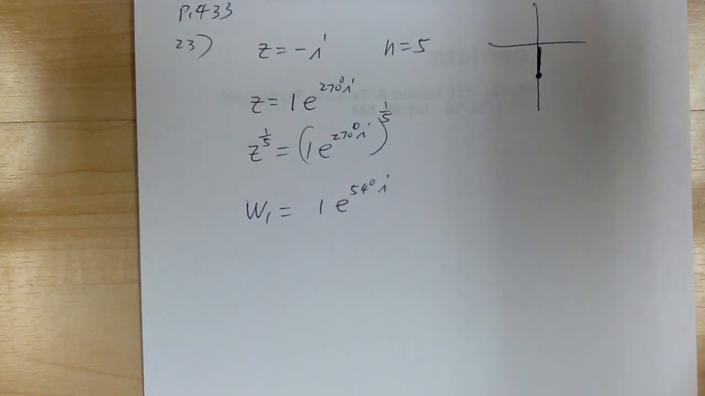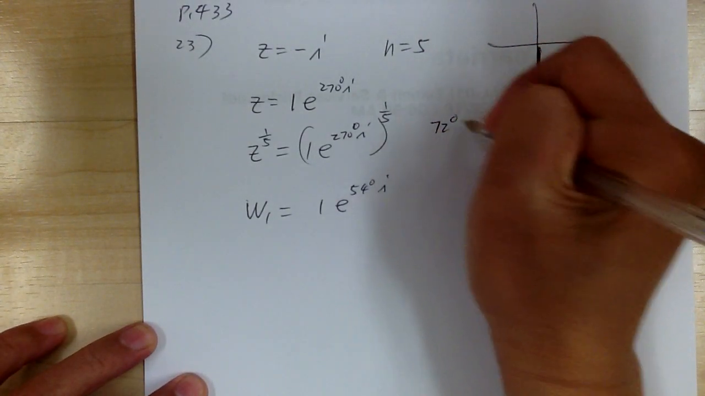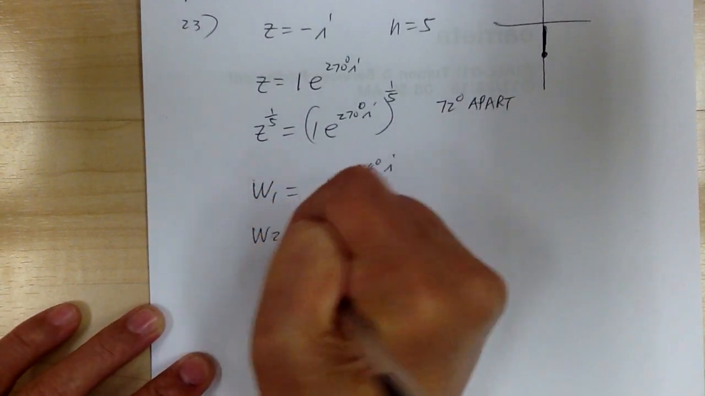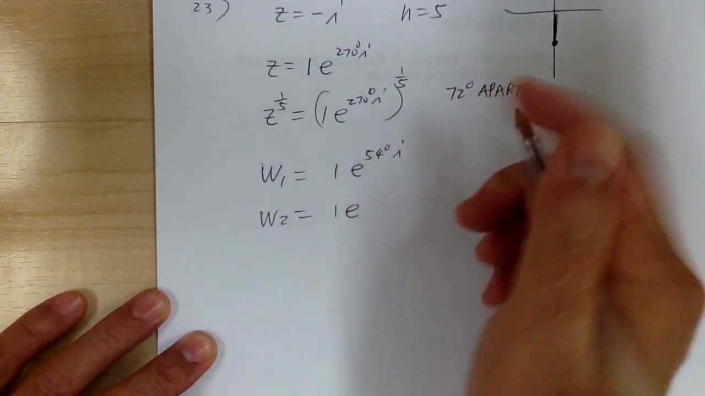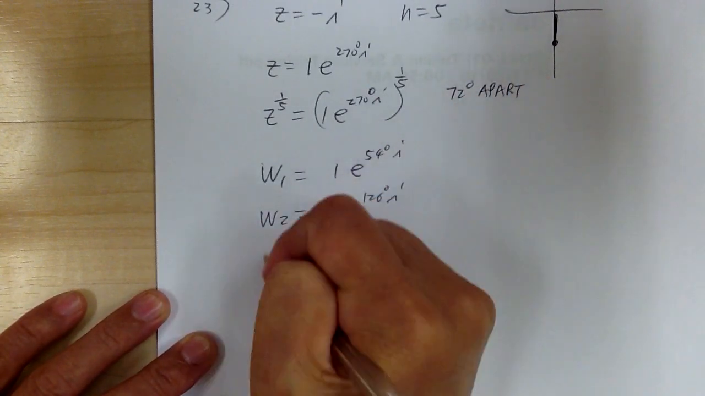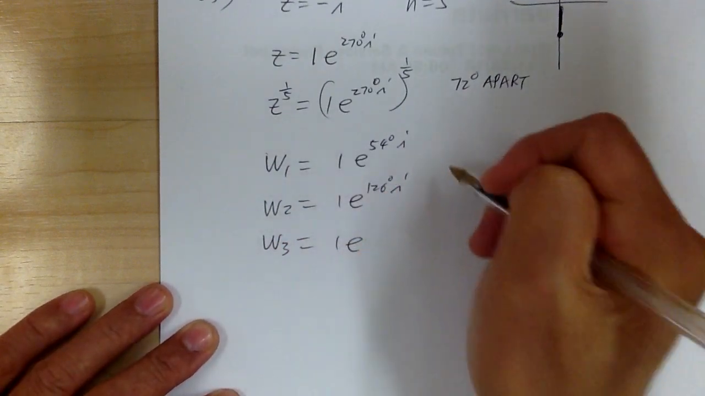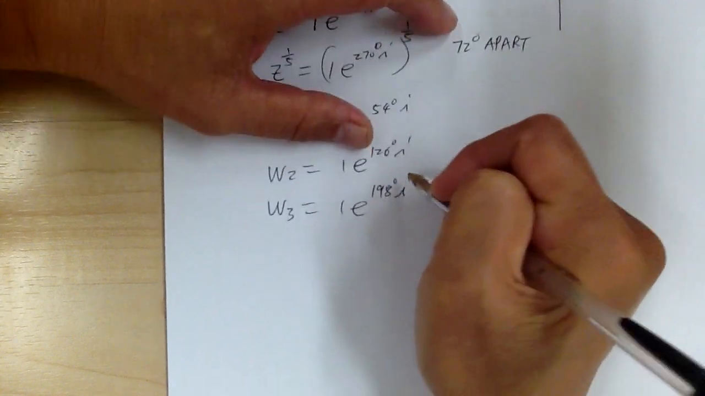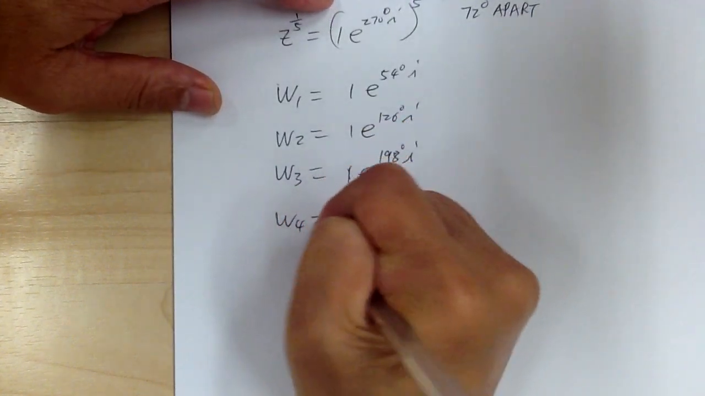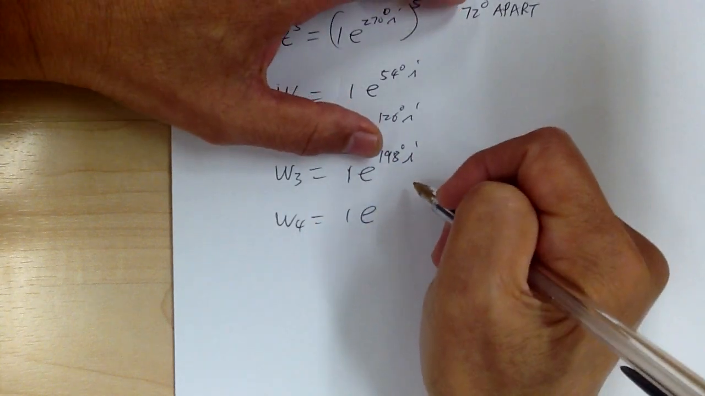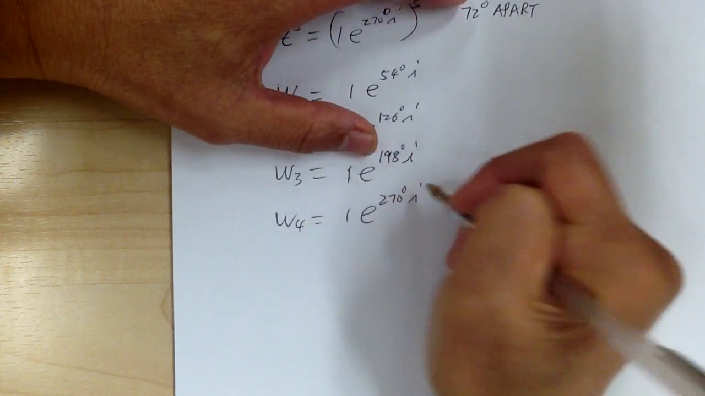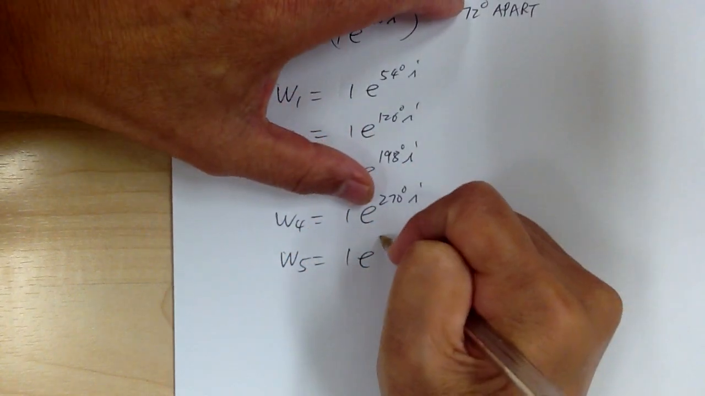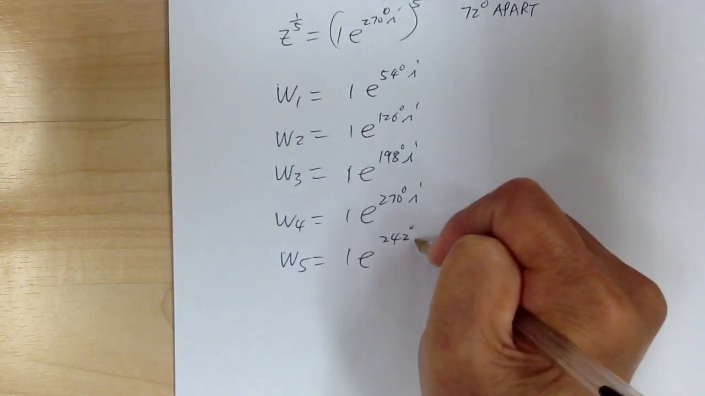And so again, this is going to be 72 degrees apart because there are 5 answers. So W2, you just go and add, so it would be 126. W3 is going to equal 198, and W4 is going to give you 270, and W5 equal to 342. Okay.